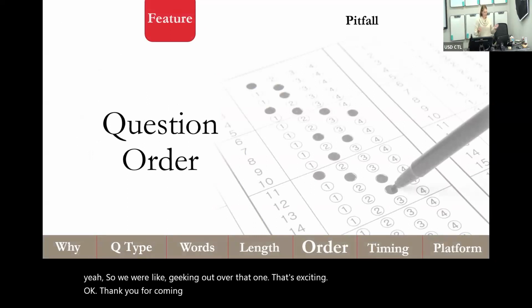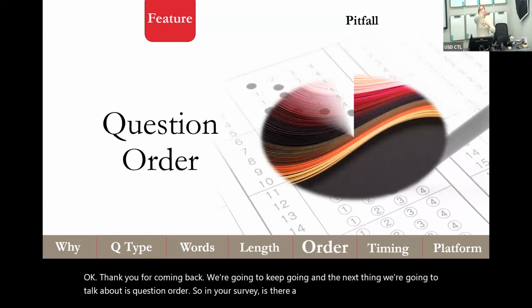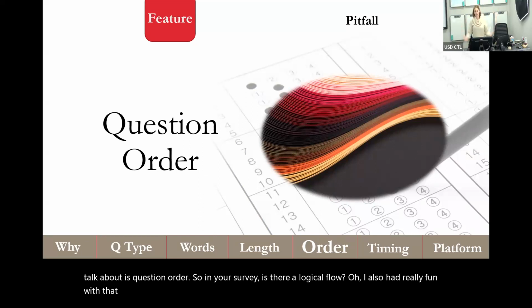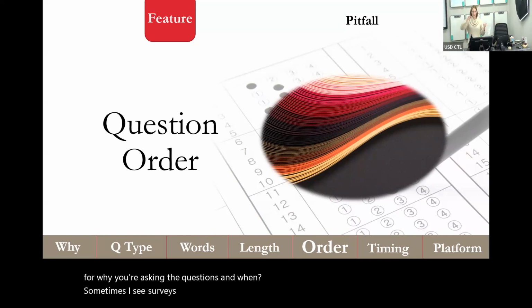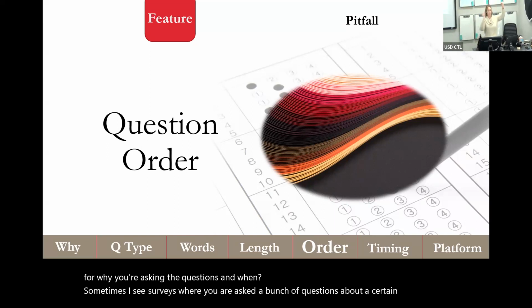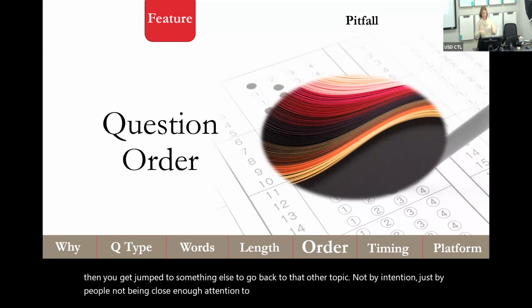We're going to keep going, and the next thing we're going to talk about is question order. So in your survey, is there a logical flow? Is there a flow to your survey? Does it make sense? Are there logical processes for why you're asking the questions and when? Sometimes I see surveys where you are asked a bunch of questions about a certain topic, and then you get jumped to something else to go back to that other topic, not by intention, just by people not paying close enough attention to what they are asking.